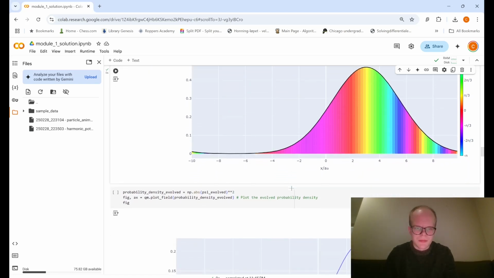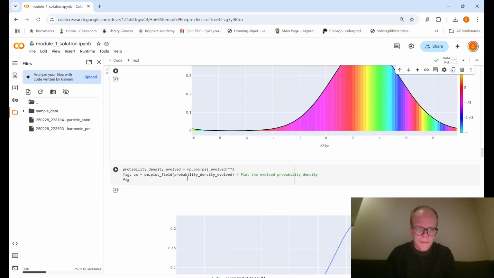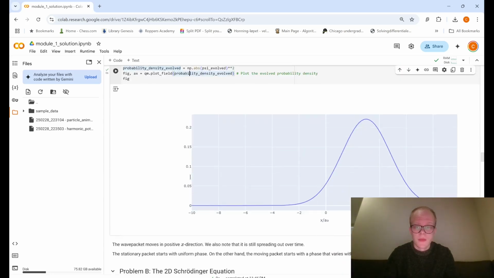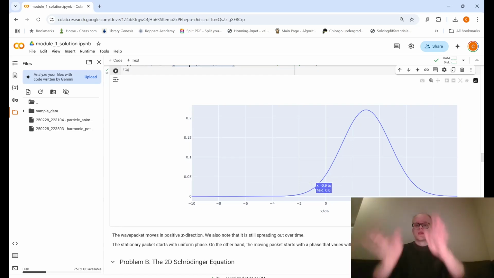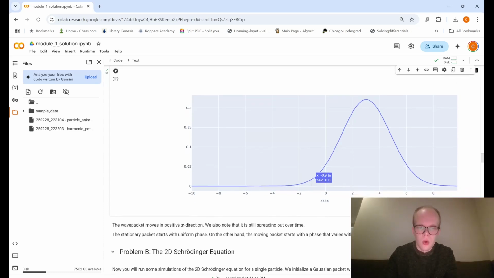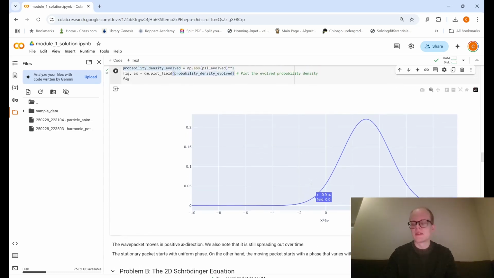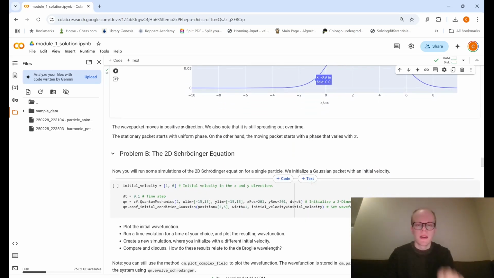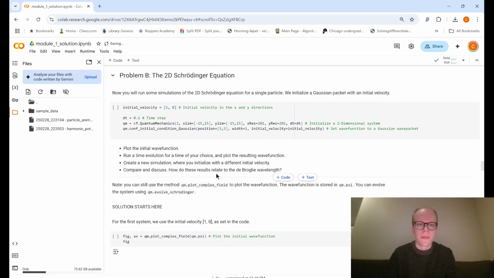So let's plot this probability density as well. And we see the probability density is spread out and it's moved to the right, which is essentially what we expect. Cool. So when we have momentum, we still get this effect of the wave packet spreading out, but it moves to the right in our case. All right, cool. Now, for the second problem.